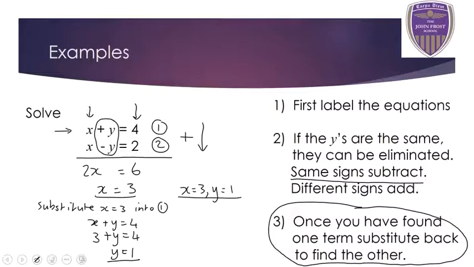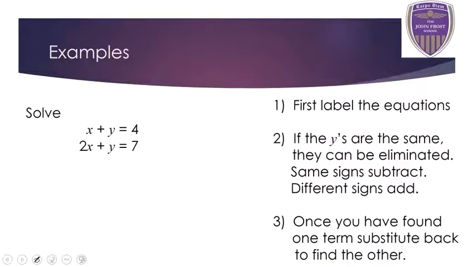Okay. What I want you to do now is make a note of those questions. And I would like you to have a look at one final example before doing a main task. I've just slightly ordered this differently to the first two to get you thinking. So again, what I want you to do is label the two equations 1 and 2. If the y's are the same, and they are, then we can eliminate y. Do they have the same signs? They have two pluses, so therefore we can subtract.